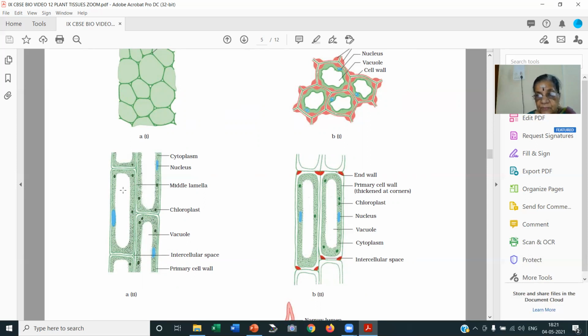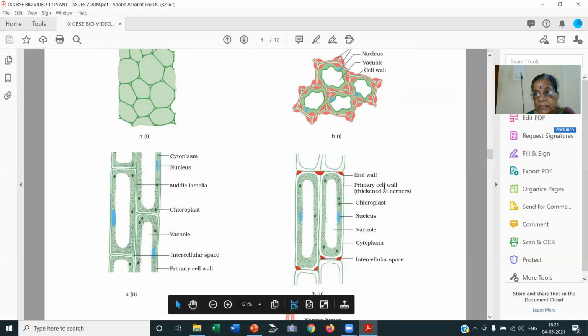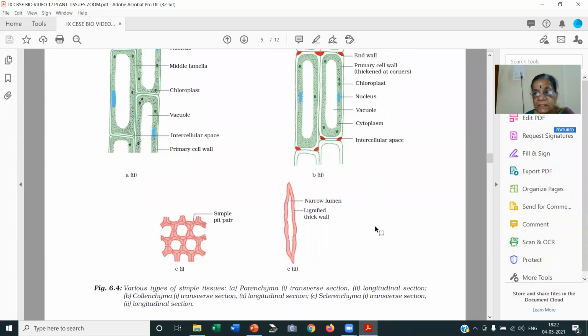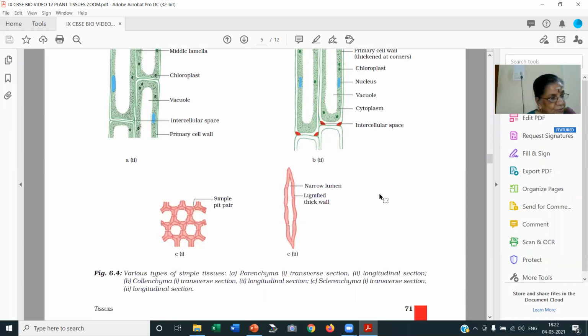I hope you understand. Whereas here, this is collenchyma. It has the end wall with irregular thickening. The primary cell wall is thickened at the corner. Then chloroplast is present because it is in the green stem. Nucleus, vacuole, cytoplasm, with the intercellular spaces. Okay? And then about sclerenchyma, it is sclereids and fibers.